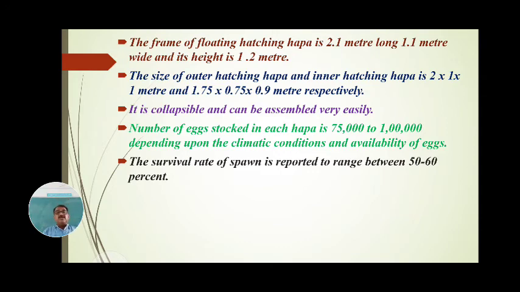But suppose this hapa is broken down. Some enemies or predatory animals may damage this hapa. Then within a short time, the hapa should be mended, or it can be replaced by new muslin cloth or a new hapa, because eggs are minute and small. Maintenance of this hapa is essential.